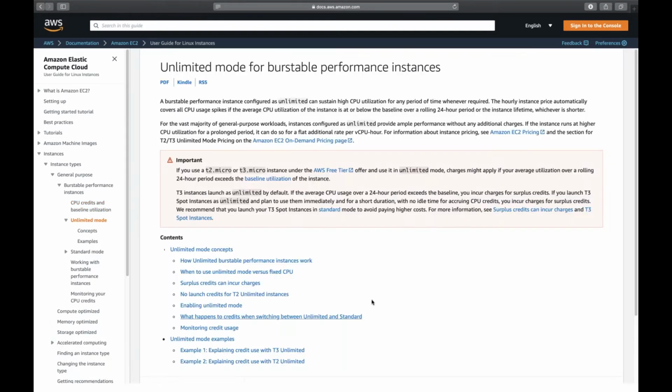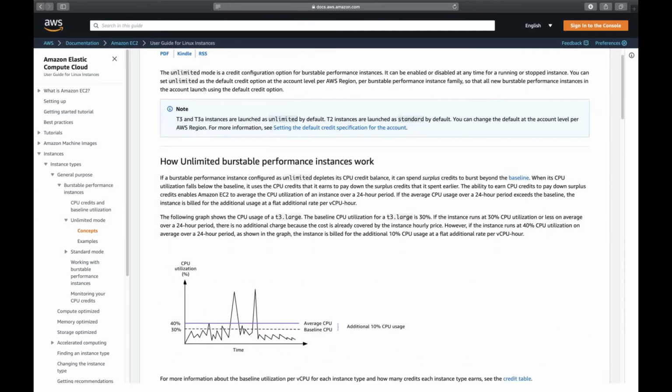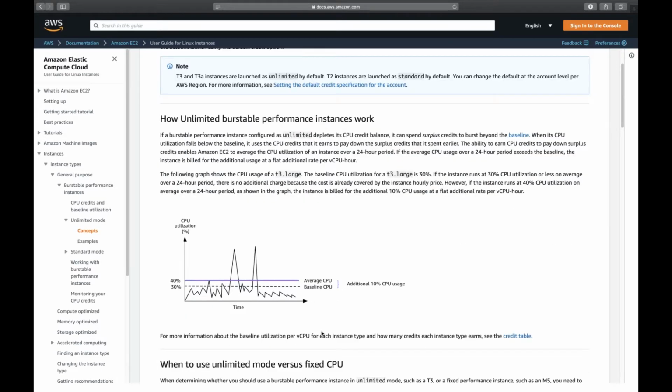Unlimited mode. So there is an option for unlimited mode. It says when you are in unlimited mode, it can sustain high CPU utilization for any period of time when required, and the hourly instance price automatically covers all CPU usage. Naturally, this is going to be the costly one, and one has to calculate the price and then subscribe for it. So, okay, what is unlimited? This is a good question: how unlimited burstable performance works. This is from AWS.